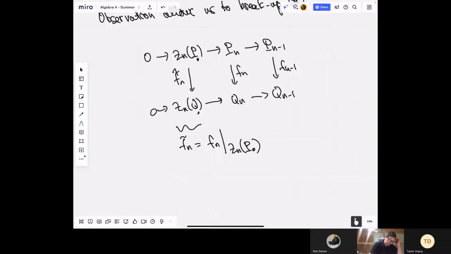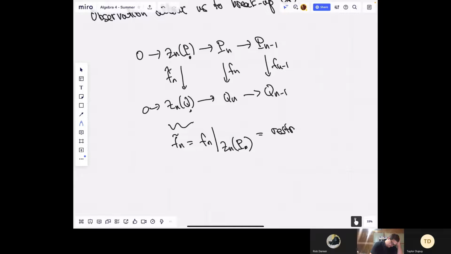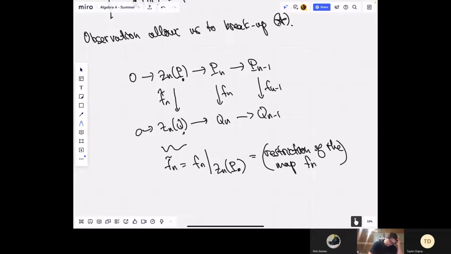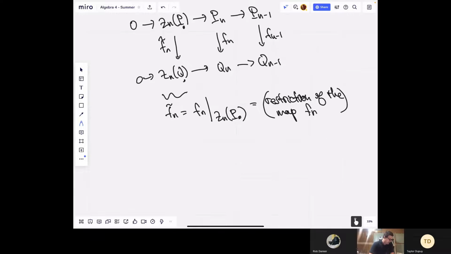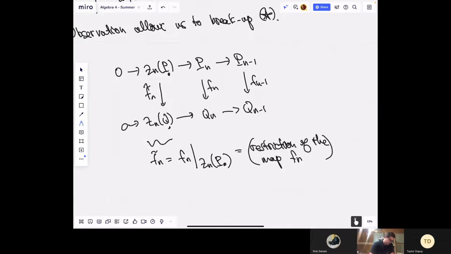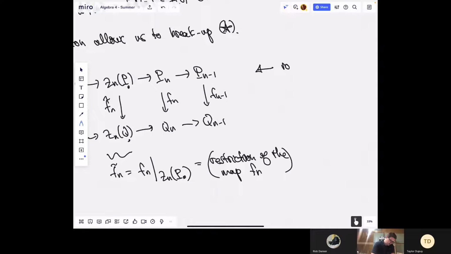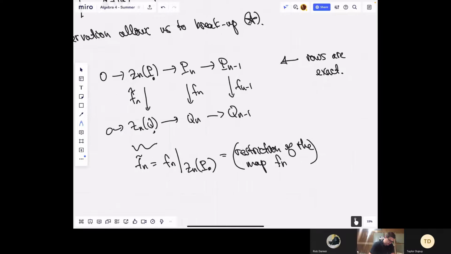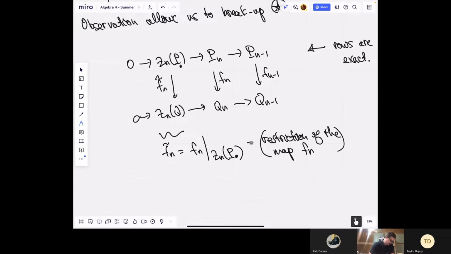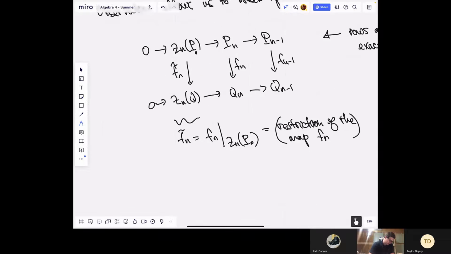So the restriction of the map Fn. This is the first part we have. The second part: notice that the rows are exact on this thing. And in particular, this injects, so Zn injects into there. So it's a submodule.